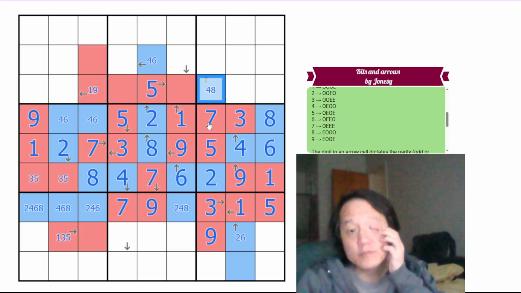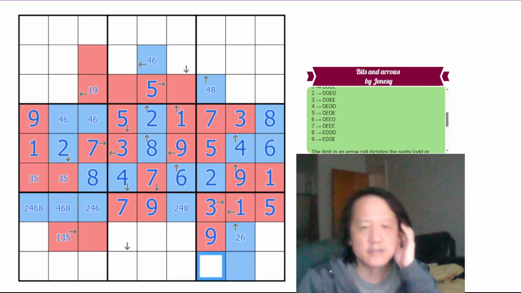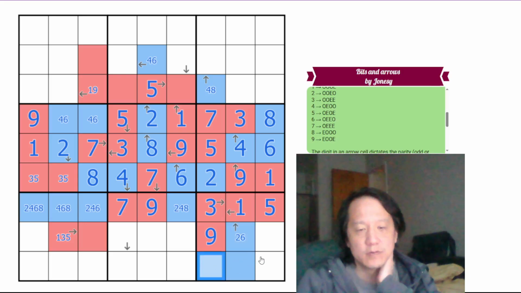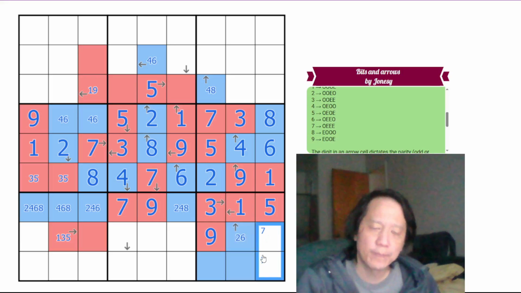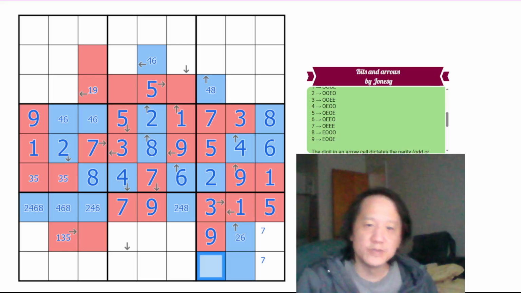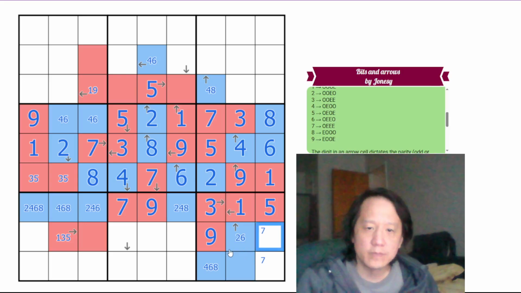4 and 8, we don't have any information there. We have a 7 remaining in box 9, and it cannot be here as the only odd digit, so this is even. So one of these is a 7, we don't know which. This is 4, 6, or 8 here. 2 would be odd, odd, even, odd. 6 would be odd, even, even, odd. Either one works.